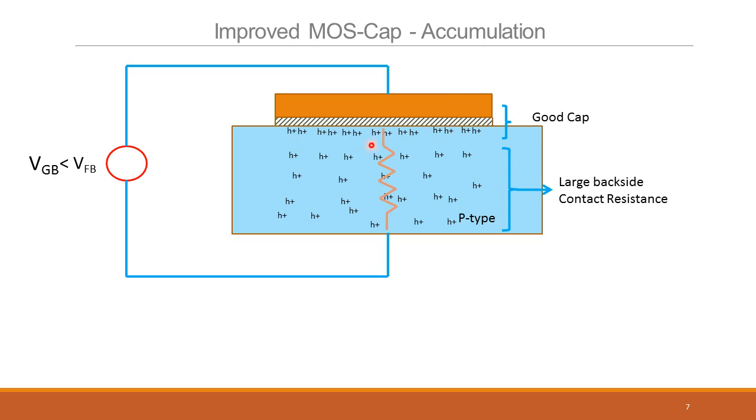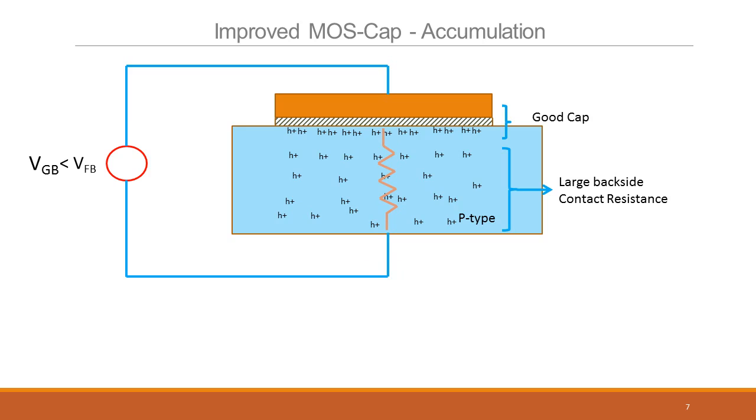But from the cap bottom plate to the point where it's connected, it needs to go through the p-type material, right? And that can have a large backside contact resistance because it has to go through the p-type material, which might not be heavily doped. If it is not heavily doped, then you get some amount of resistance from the back plate to the connection point.